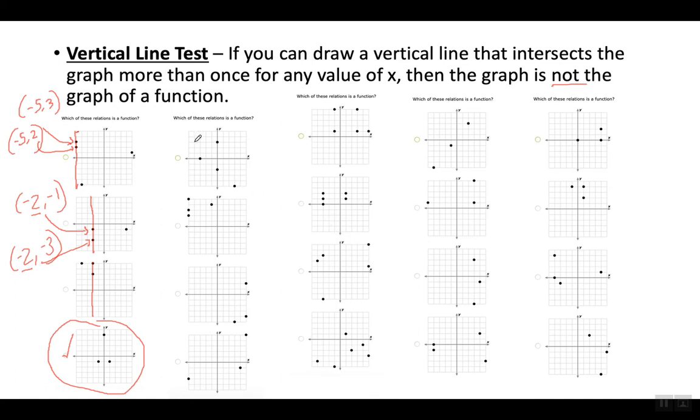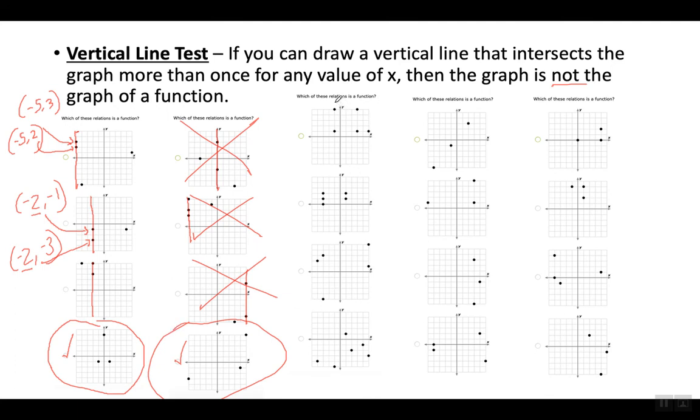Alright, so let me do this one, alright? So again, you don't have to, obviously you could do it just by looking at it. Se puede hacer simplemente mirándolo. Alright, so this one's wrong. Okay, this one, look right here, boom. Wrong. This one right here, boom. Wrong. This one, correct. This is the only one that passes the vertical line test.